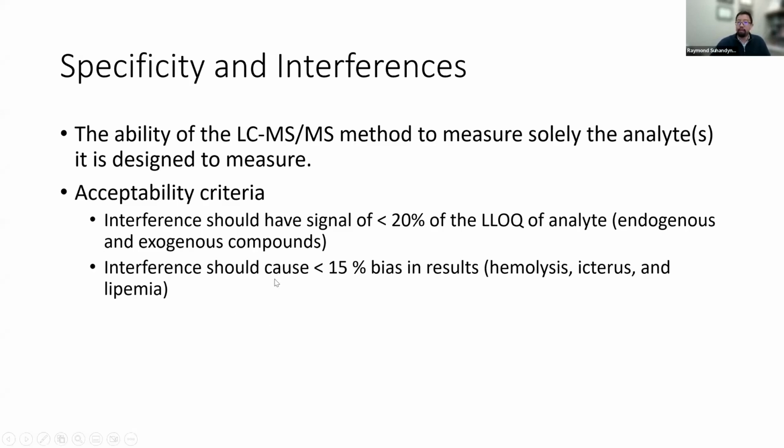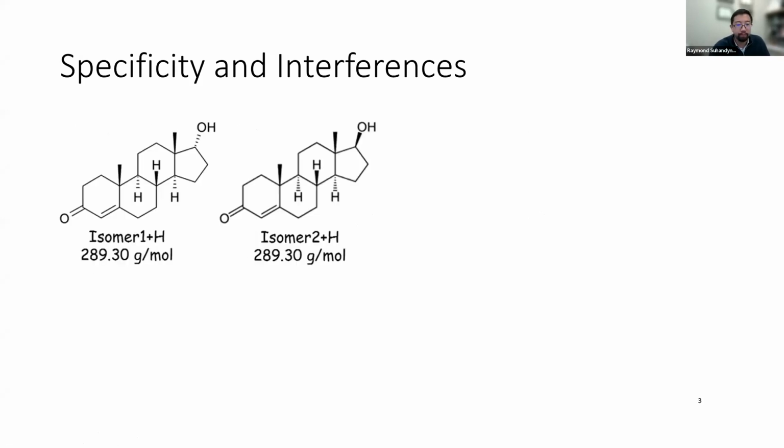And interference should cause less than a 15% bias in results. That's specifically referring sometimes to things like hemolysis, icterus, and lipemia, so bilirubin and lipids in this case. It depends again on the analytes that you're measuring. Also, isomers or isobars, especially if you're working with mass spectrometry, will interfere, because it's simply mass-to-charge. The mass spectrometer does not see structure or shapes, it just sees mass, specifically mass-to-charge.